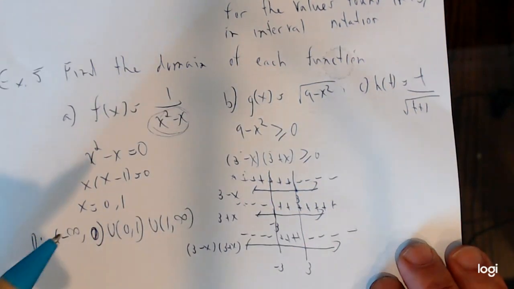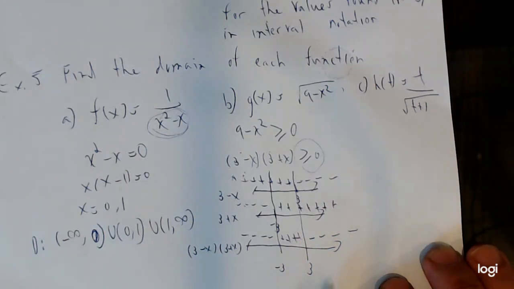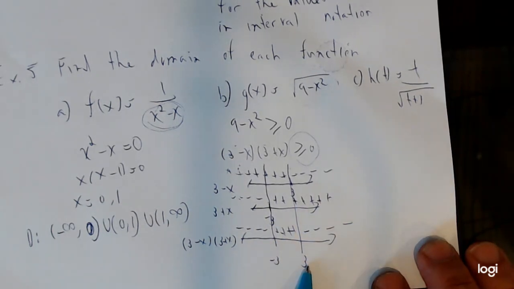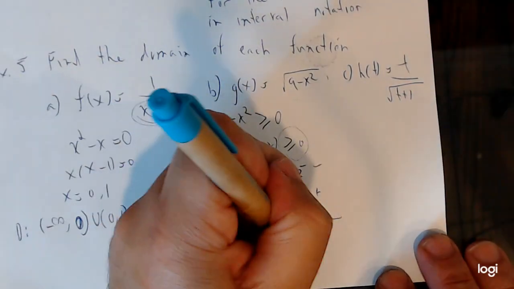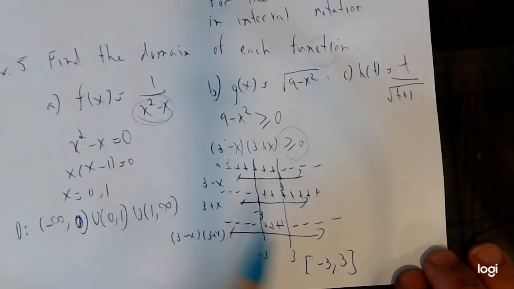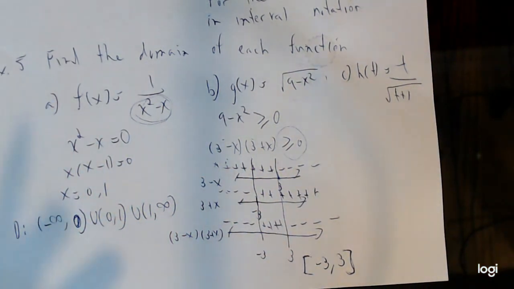And remember, what is it that we want? We want greater than or equal to 0. So where is this greater than or equal to 0? From negative 3 to 3, which is where it's positive. And I'm going to include negative 3 and 3 because at negative 3 and 3, this is equal to 0. So the domain is negative 3 to 3 with these brackets, and the brackets basically mean that it's included.